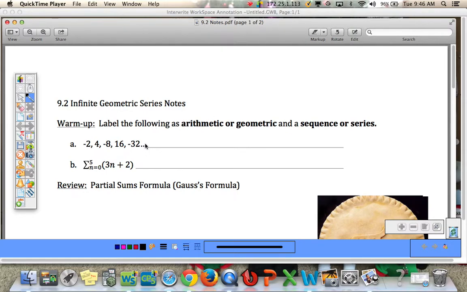Section 9.2 is on infinite geometric series. For the warm-up, label the following as arithmetic or geometric, and then decide if it's a sequence or a series.